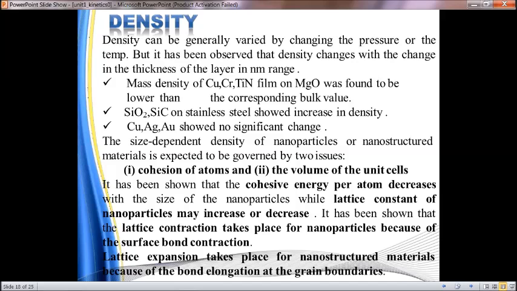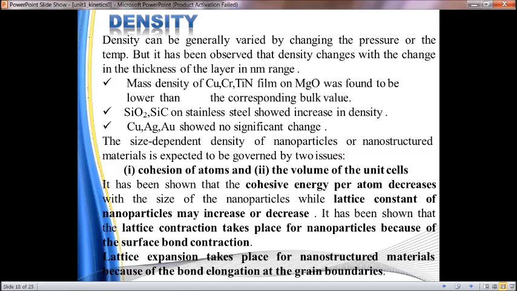So whenever we look at the size dependence of nanostructured materials, the cohesion is just the energy per atom, and the cohesive energy per atom decreases with the size of the particles. You know what cohesive is? Cohesive means a reaction or contraction. While the lattice constant of a nanoparticle may increase or decrease, it has been shown that lattice contraction takes place for nanoparticles because of surface bond contraction. So there is the cohesion of atoms. Cohesion means it's a contraction.